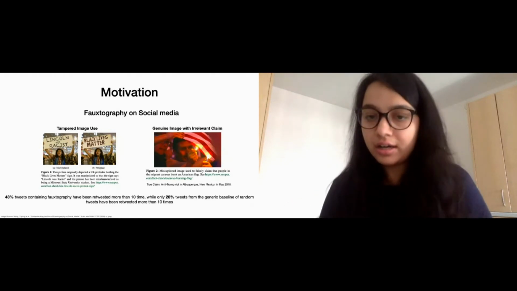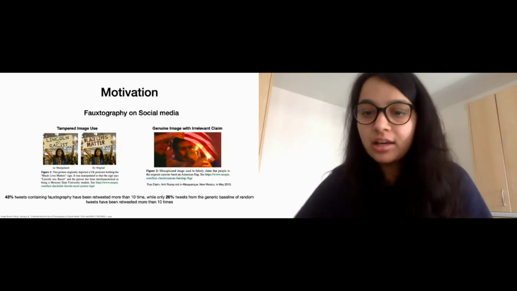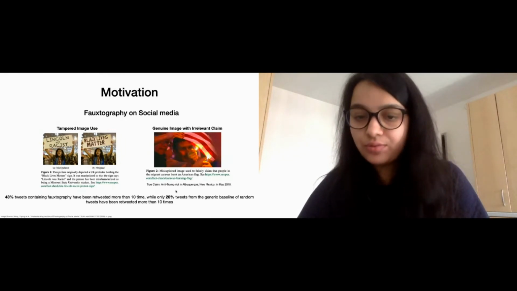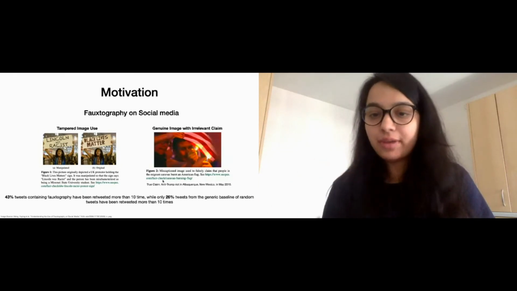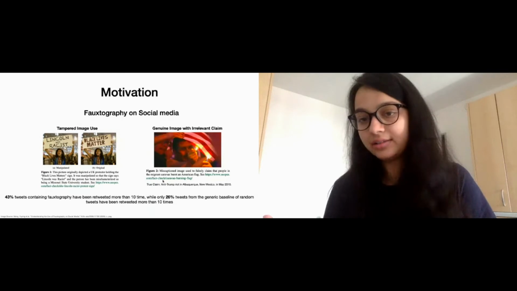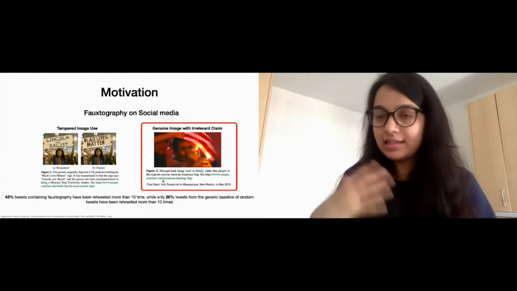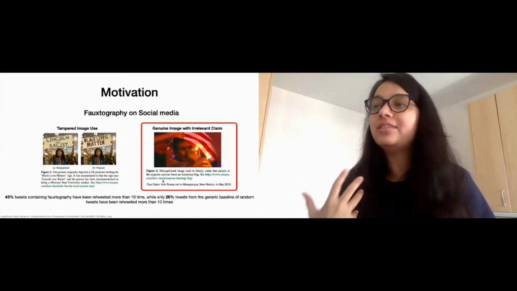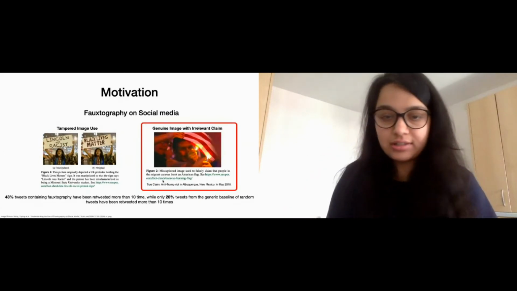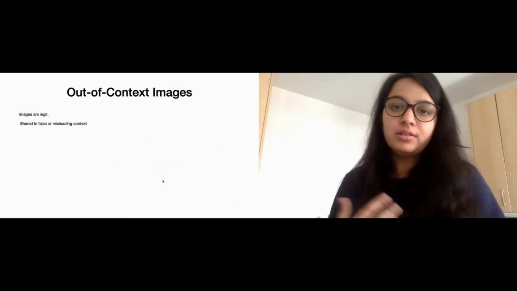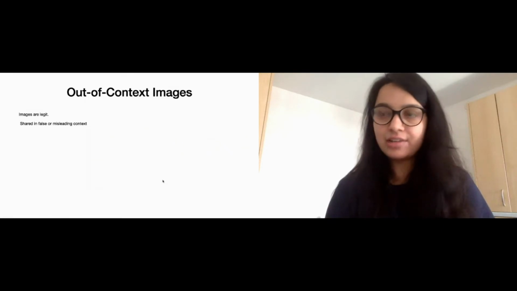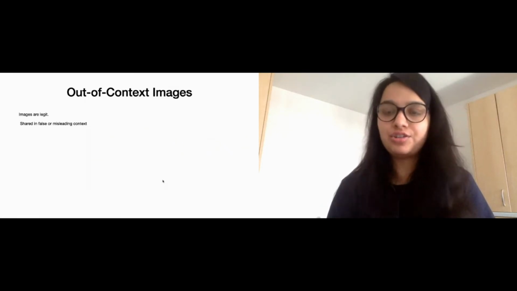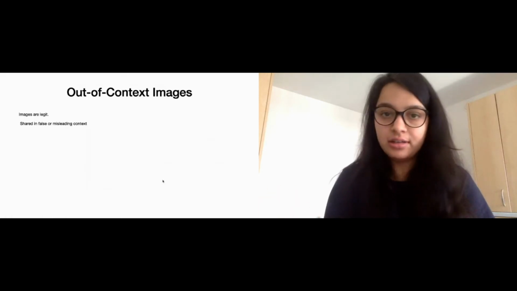An example is this image on the right, where the actual image was from 2016 during anti-Trump riots. This image was shared with a caption that says that people in the migrant caravan are burning the American flag. So this is the focus of this talk. How can we detect this type of misuse of images? This is how we define out of context images. The images are legit, there's no tampering in the image, but they are shared in false or misleading context.